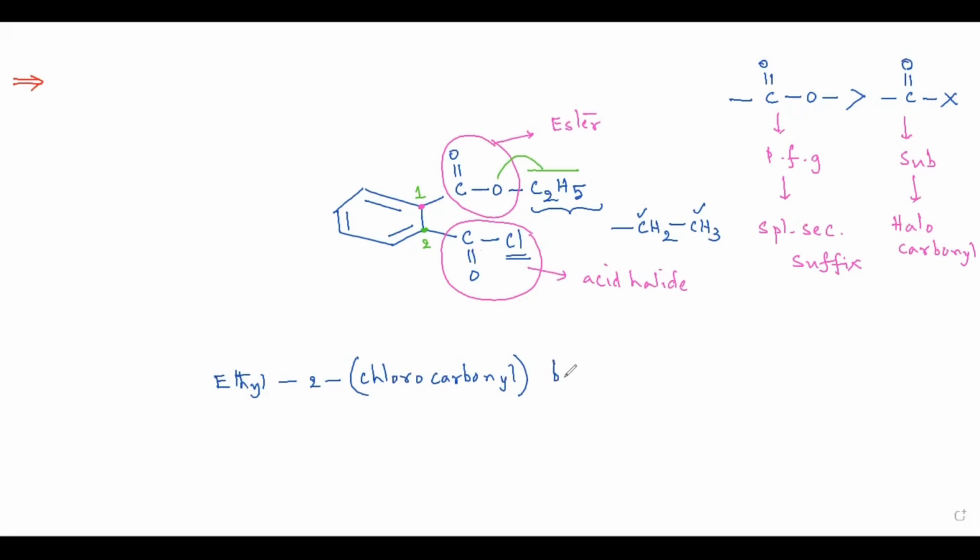Then the parent, benzene. And the special secondary suffix for the ester is called carboxylate. Or otherwise from here, you can go this way also. Instead of benzene carboxylate, as per the old terminology, you can say benzoate also. If you don't find the benzene carboxylate in the answer, go for benzoate.